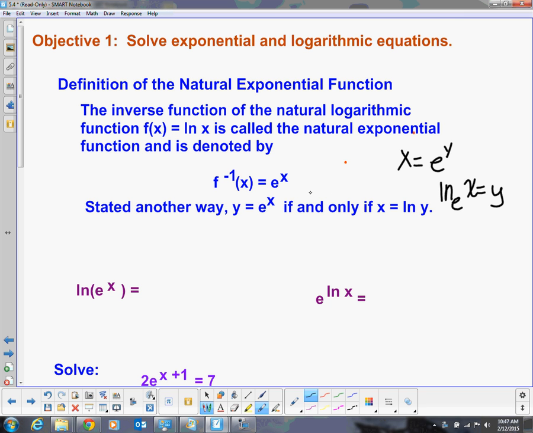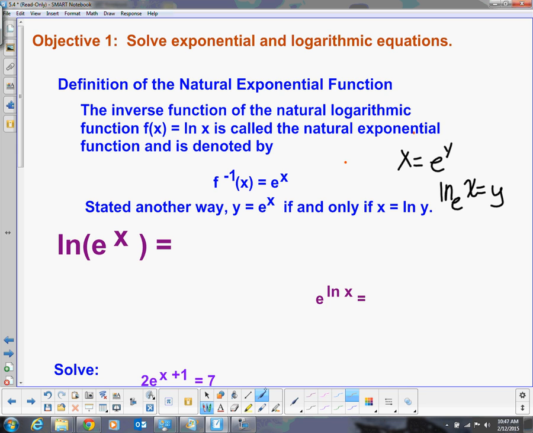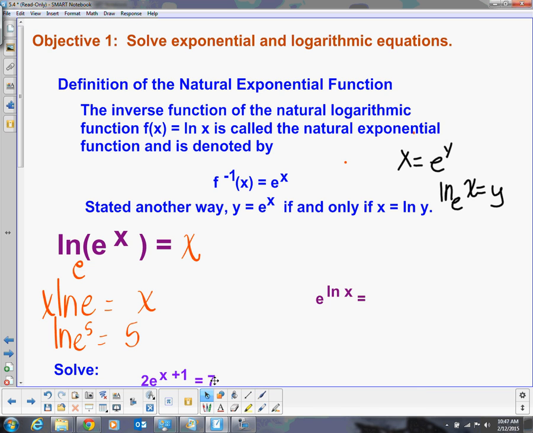Now, you need to know what this is. What is ln e to the x? X. Why? You put that x in front, ln e is 1. So one option is to say e raised to what power is e to the x? X. Or you use your properties and put x in front, and what is ln e? 1. So either way you do it, this is going to be x. So if I have natural log of e to the 5th, what is that? 5.